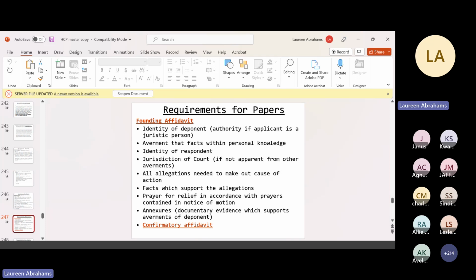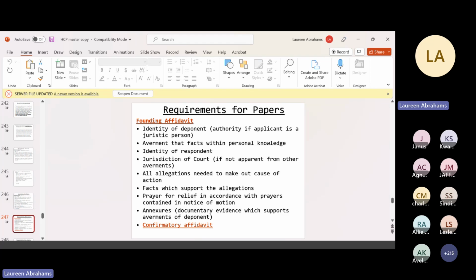Now, a confirmatory affidavit basically just has the same heading, and it says, I, the undersigned Janus, whatever his surname is, do hereby state under oath that this falls within my personal knowledge, and then it just states, I have read the affidavit of Laureen Abrams, and I confirm it insofar as it relates to me. You don't have to repeat everything that I've already said in the founding affidavit that he told me. You don't have to do that. You can just say, I've read it, and whatever she says about me, I confirm all of that.